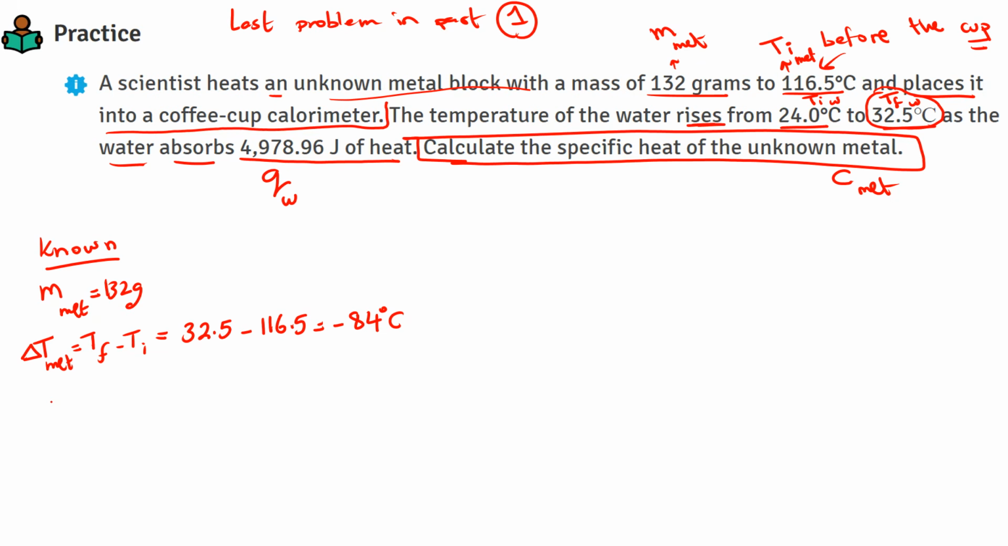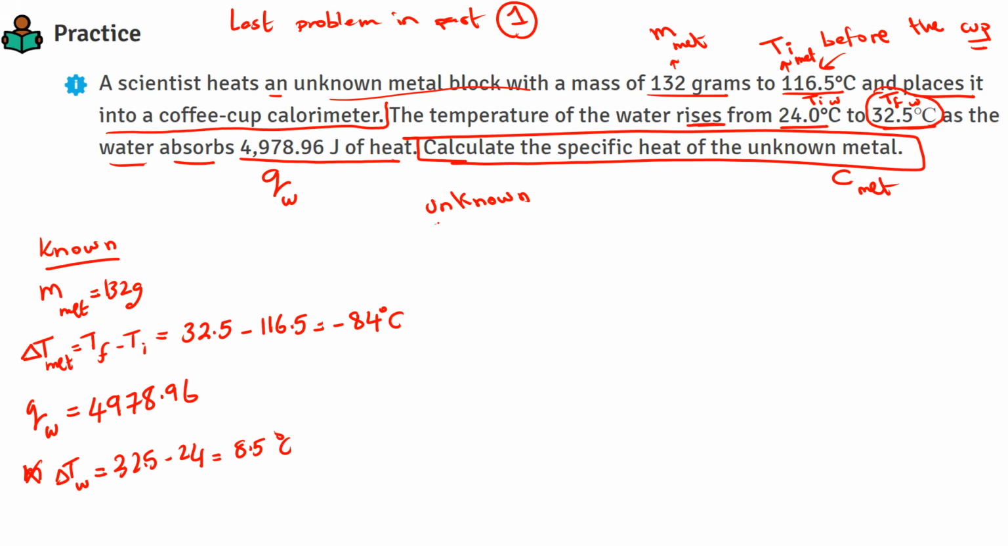Now for water, we know Q of water, which is equal to 4,978.96. Do we have the mass of water? Did they talk at all about the mass of water? Nope. Do we know the delta T of water? Yes, it's going to be 32.5 minus 24. That is 8.5 degrees Celsius, right? Now, what do they want? What's the unknown here? The unknown is the specific heat of the metal.